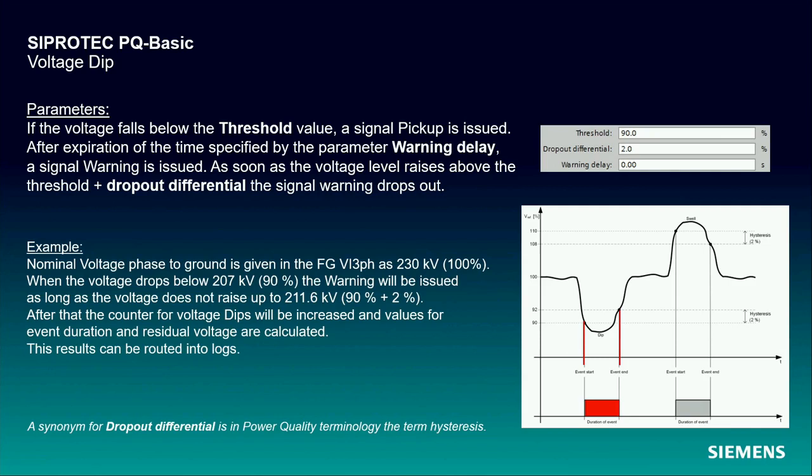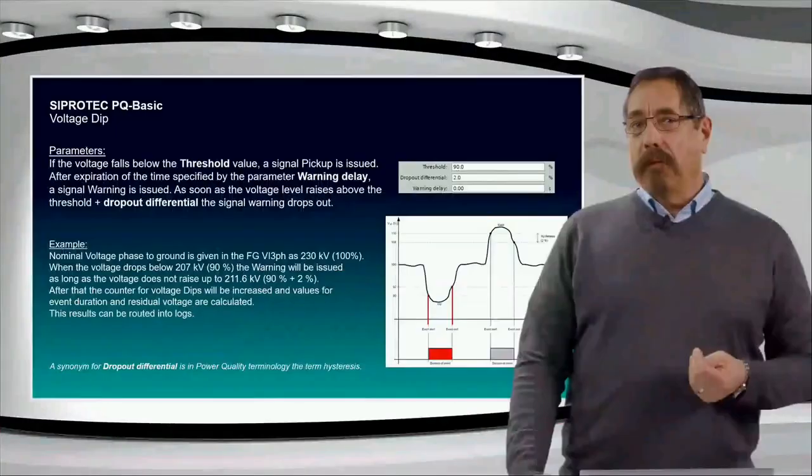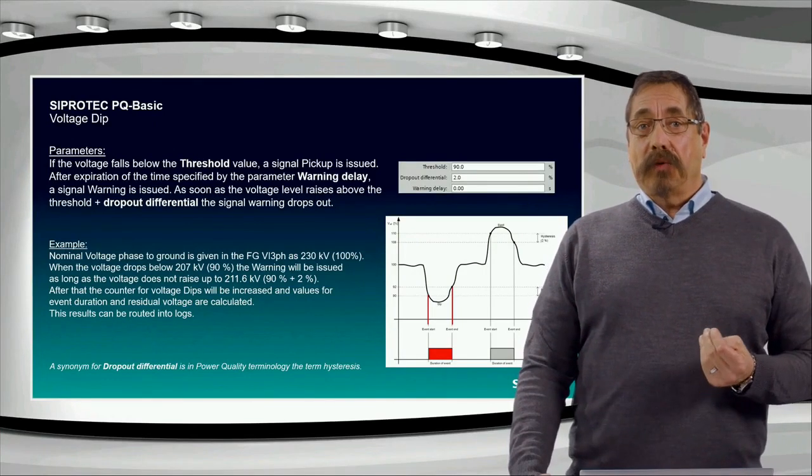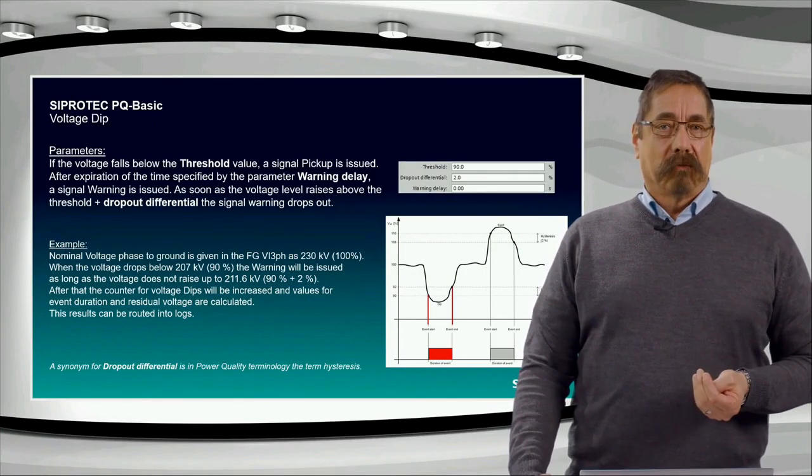By the way, that parameter is in power quality terminology named hysteresis. So the dropout differential needs to be overstepped to finalize the event. In our example, 90% plus 2% dropout. When the signal crosses the 92% limit line upwards, it recovers above 211 kV. Now that limit line crossing finalizes the event.